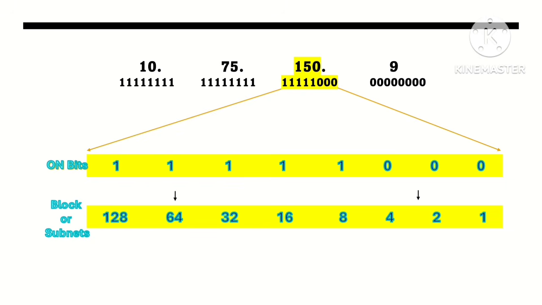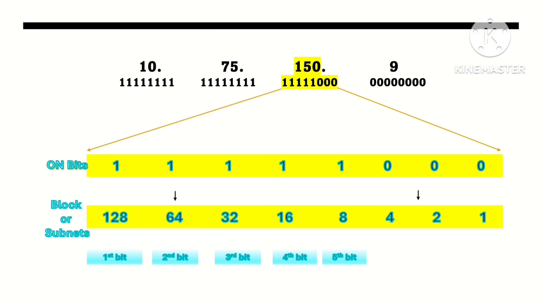So now we are going to compare this third octet, which has been converted into binary, to these particular blocks. So let's compare them. The first bit belongs to 128, the second bit belongs to 64, the third bit is 32, the fourth bit is 16, and the fifth bit is 8. So 8 is the block size that we have identified. That means the multiples of 8 will be the possible subnets, out of which one subnet belongs to this given IP.